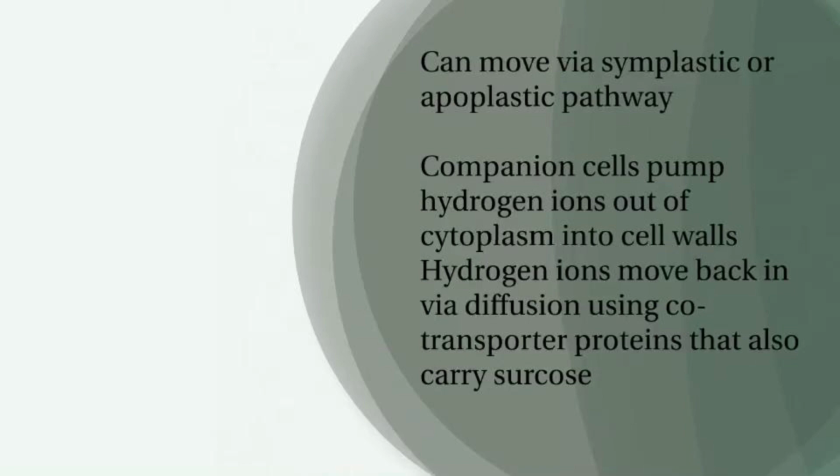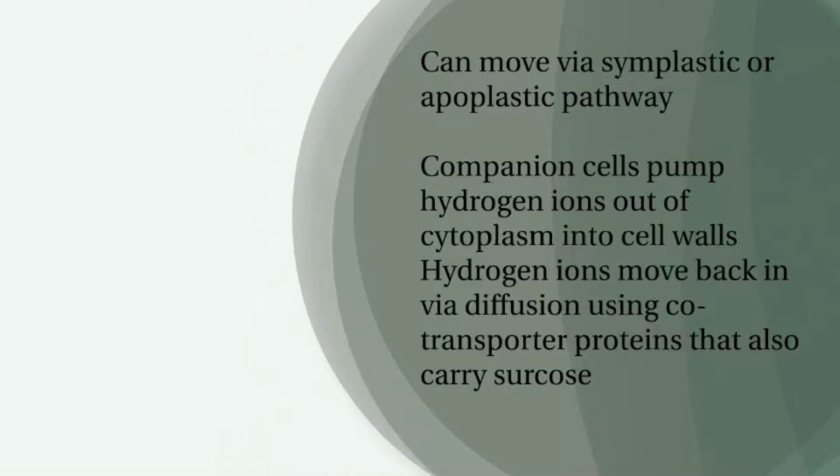And scientists think that the unloading is quite similar and that sucrose is actively transported out of the companion cells and then moves out of the phloem tissue via either the apoplastic or symplastic pathways. And to maintain this concentration gradient in the sink tissue, sucrose is then converted into another storage molecule such as starch, so that the concentration gradient is maintained.